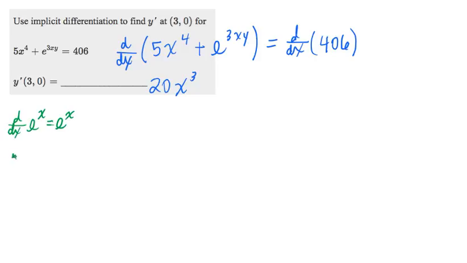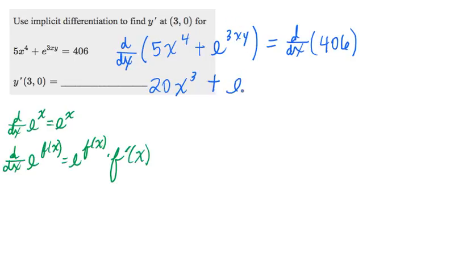Or if you have the derivative of e to a function, then by the chain rule, it is e to that inside function times the derivative of that function that's up there in the exponent. So for this, we're going to have to use the chain rule. So the derivative of e to the 3xy is itself, e to the 3xy, times the derivative of 3xy. For the derivative of 3xy, we need to use the product rule.